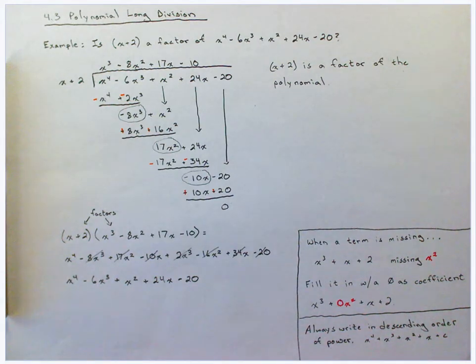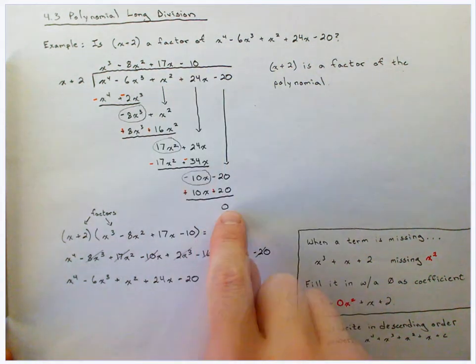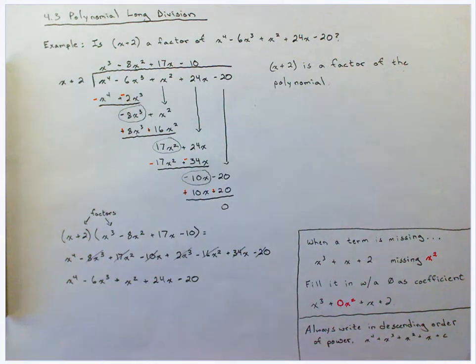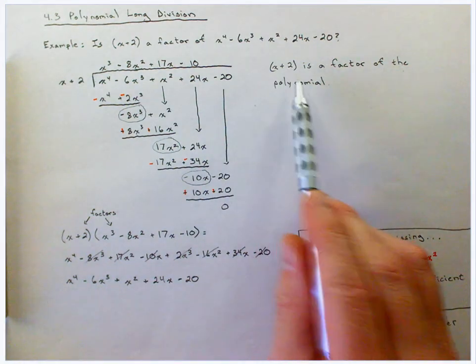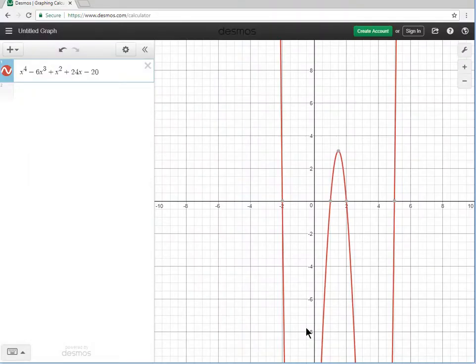Hey guys, from the last problem we worked, we took x plus 2 and divided it into this polynomial, came up with this quotient, and we had a remainder of 0. And therefore we were able to say that this is a factor. So what I wanted to show you is that looking at x plus 2, meaning x equals negative 2, look right there, this is the actual polynomial graphed on Desmos, and that is a 0 of it.